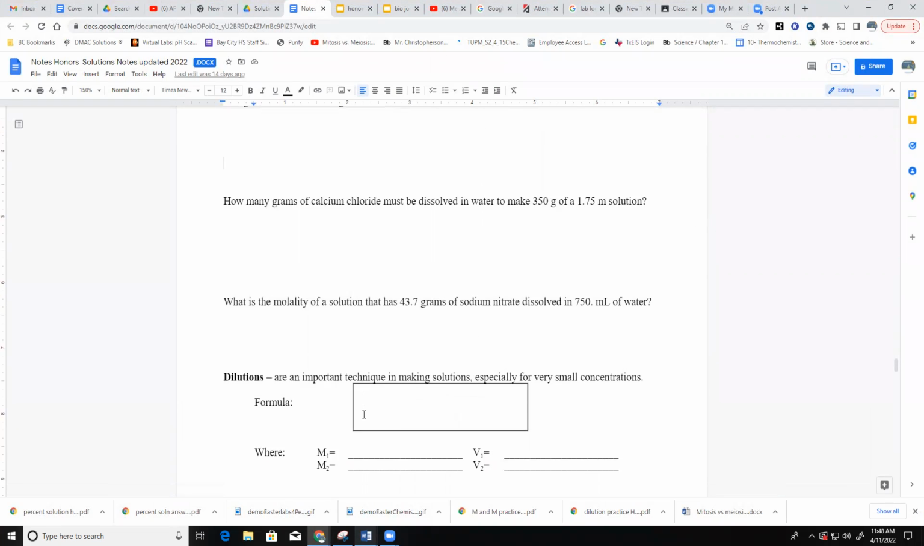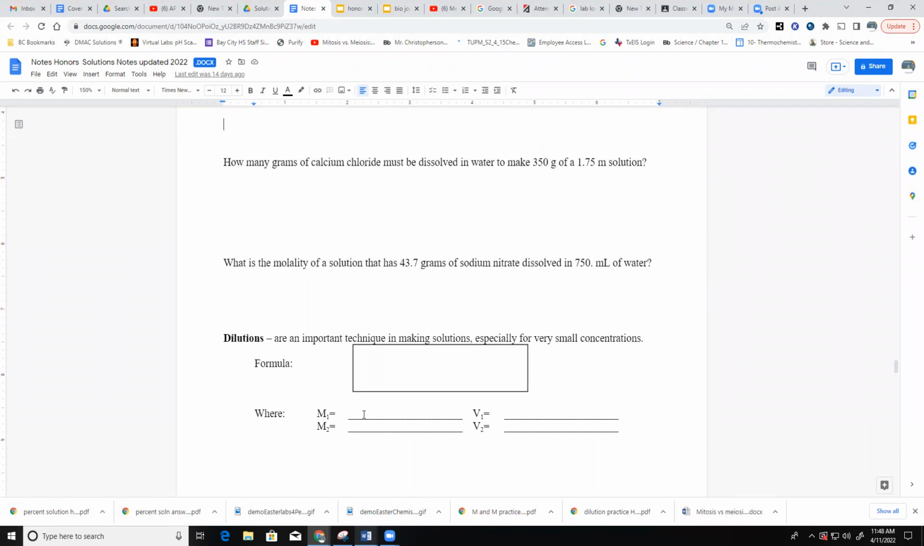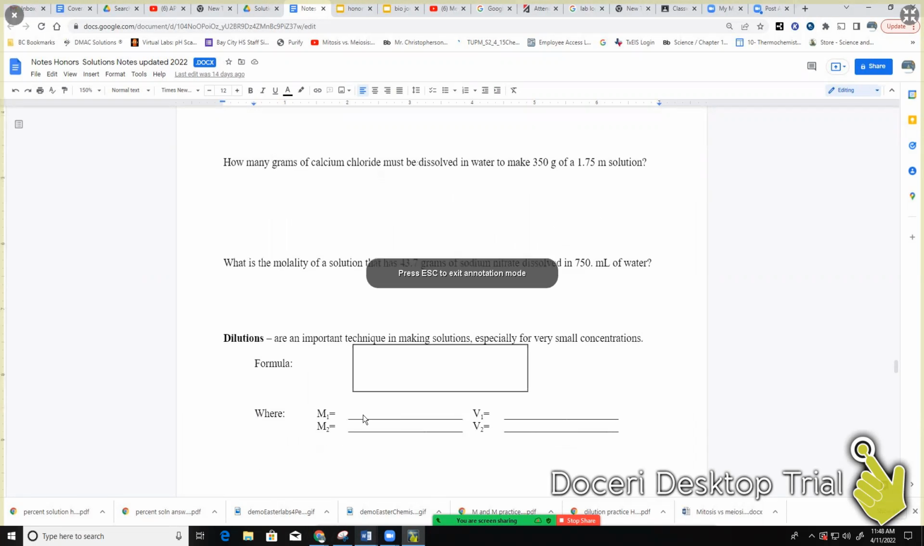Let's see what we got going on in our next one. So if we look at our next one, we have our molality. So we're trying to figure out something about our solute, which is calcium chloride. It says how many grams of calcium chloride will be dissolved in water to make 350 grams of a 1.75 molal solution. So I'm gonna go ahead and change this to kilograms. So it becomes 0.35 kilograms. It only had 2 sig figs to begin with, so it can only have 2 sig figs when I do my conversion.